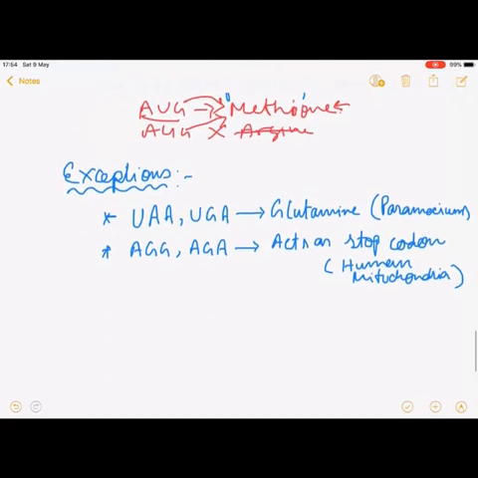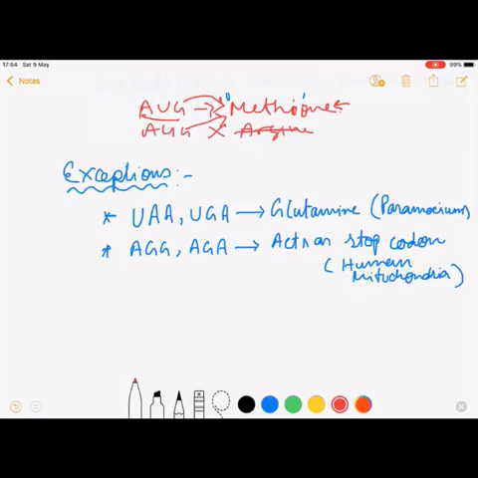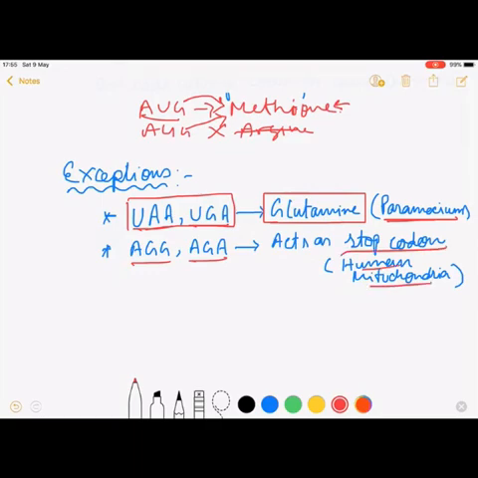So there are some exceptions to the genetic code. Let us take UAA and UGA. If you remember, these are stop codons, but they specify glutamine in the case of Paramecium. This is one exceptional case. And AGG and AGA act as stop codons in the case of human mitochondria. So these are a little bit of exception in the genetic code.